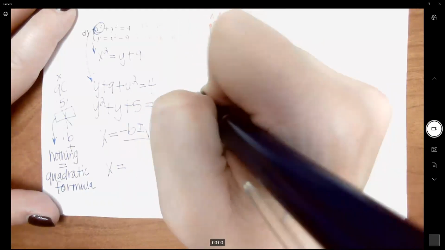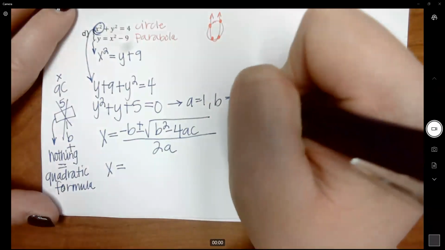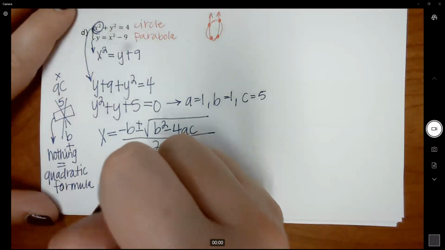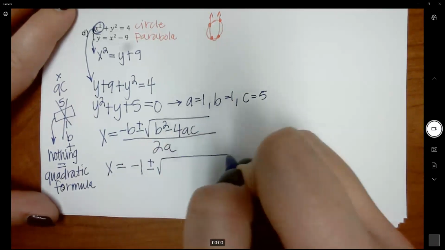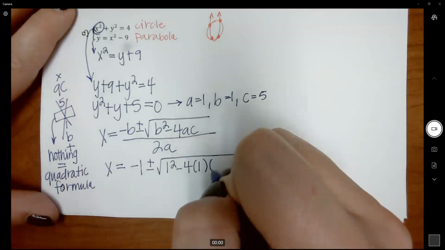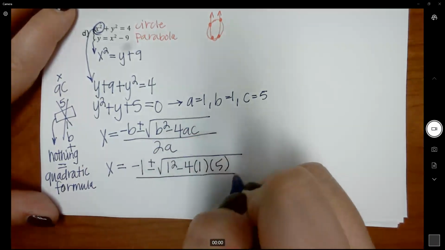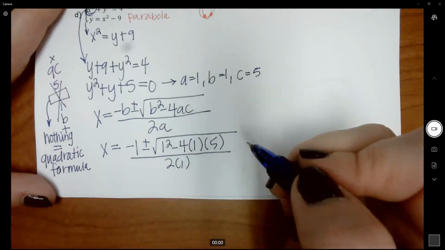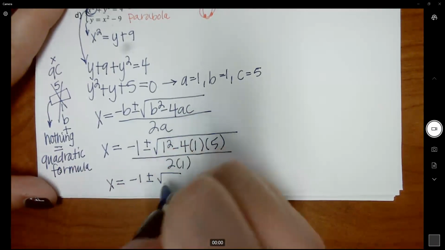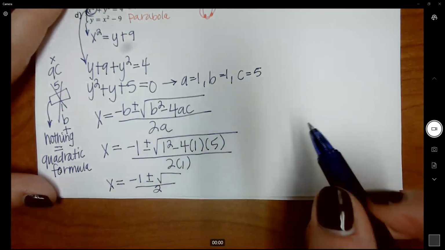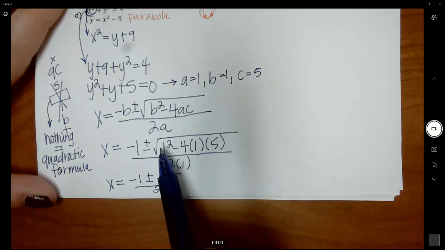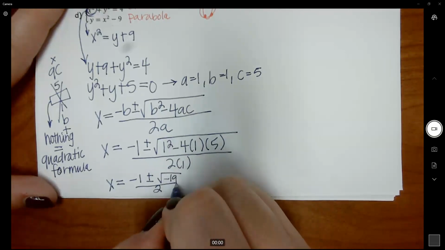From here, I know that my a is 1, my b is 1, and my c is 5. So I get -1 plus or minus the square root of 1 squared minus 4 times 1 times c, all over 2 times 1. So -1 plus or minus the square root of something all over 2. Here we get 1 squared. 4 times 1 times 5 is 20. So 1 minus 20 is -19.